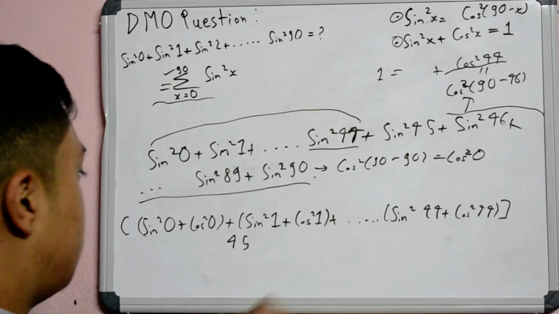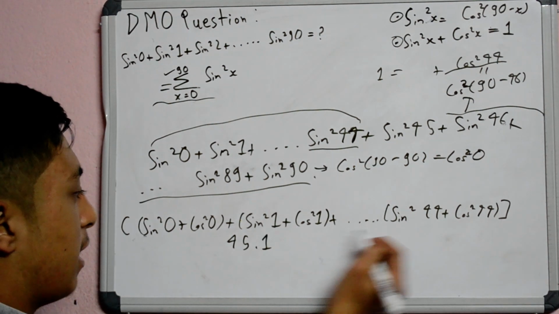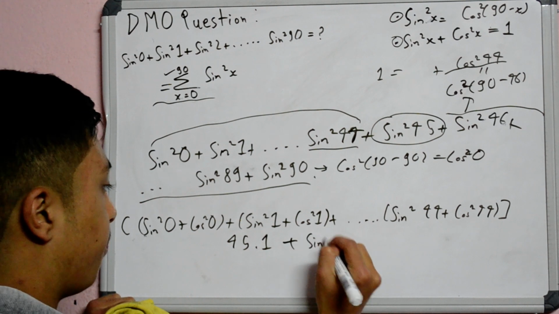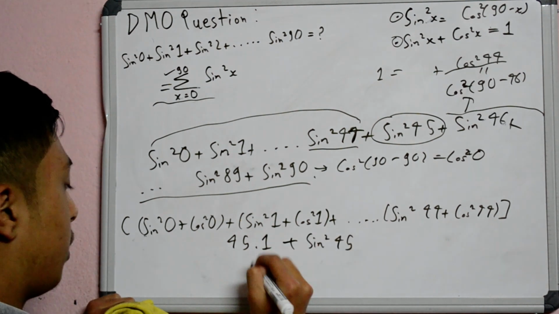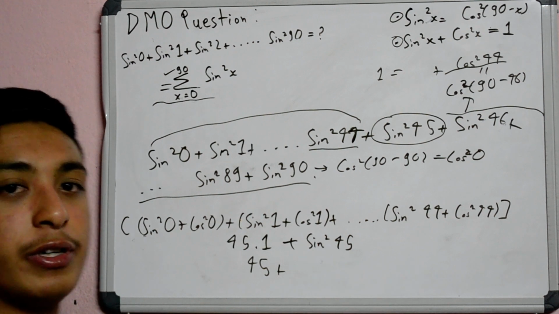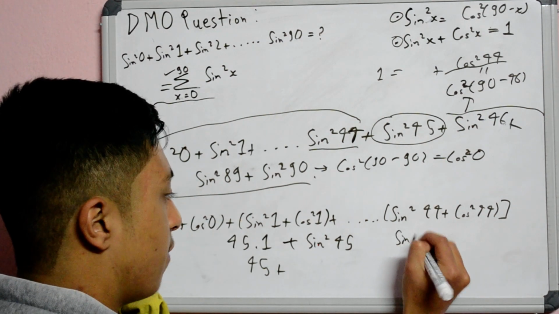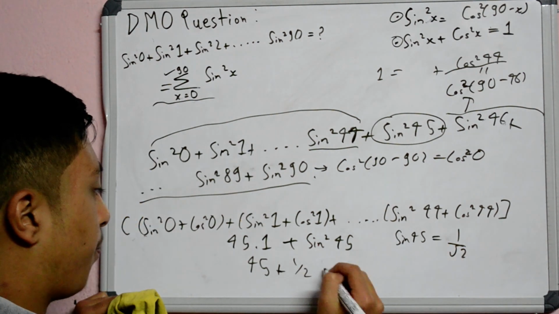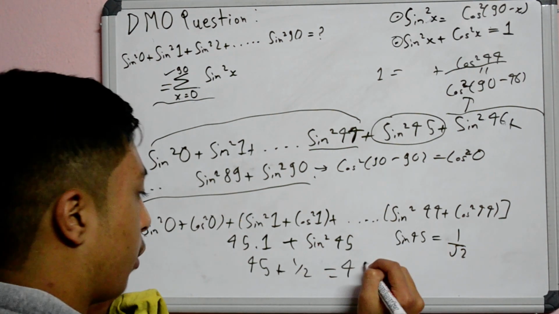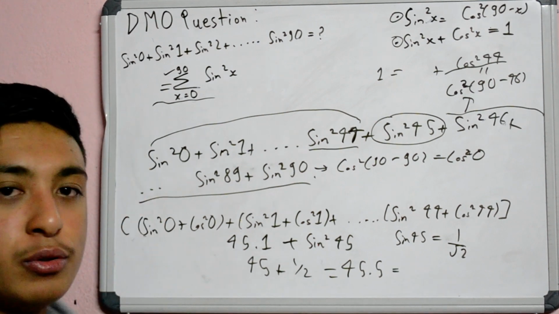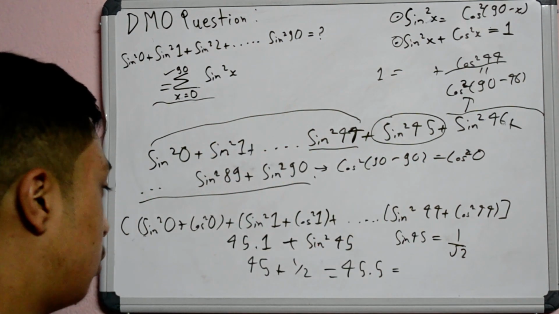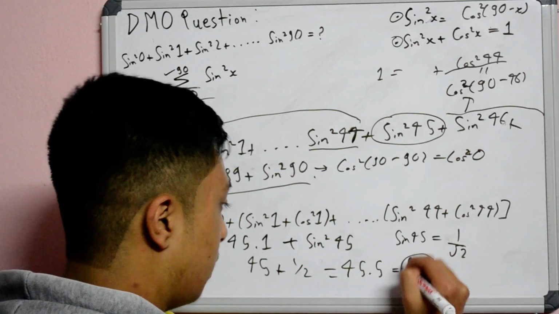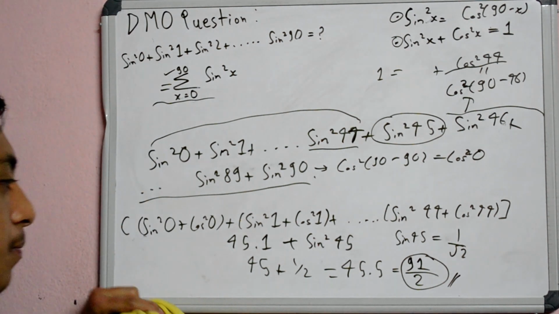That means this is simply 45 into 1, and then we have our remaining sine square 45, which we have to add. Now this 45 into 1 is 45 plus sine square 45. Well, sine 45 is simply 1 by root 2. When you square it, it's just 1 by 2. Therefore, we get 45.5. But in the MCQ, all of the answers were in fractions. So when you write it in fractions, it is 91 by 2. That is the required answer.